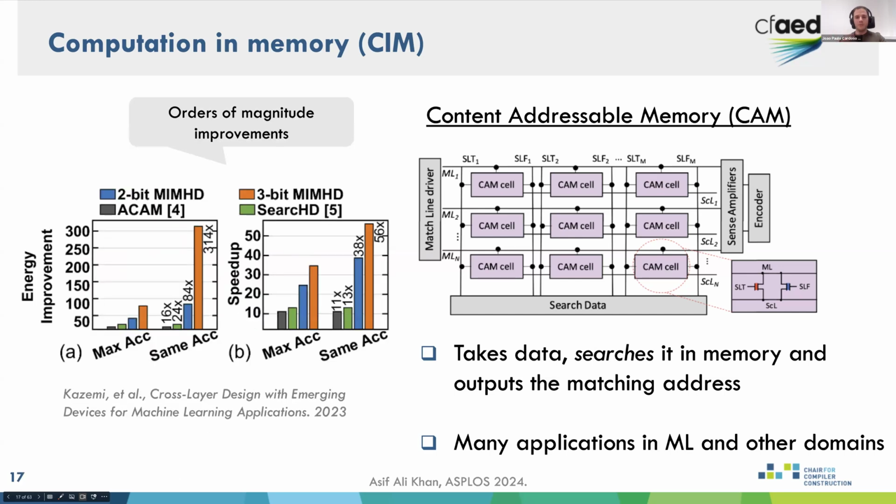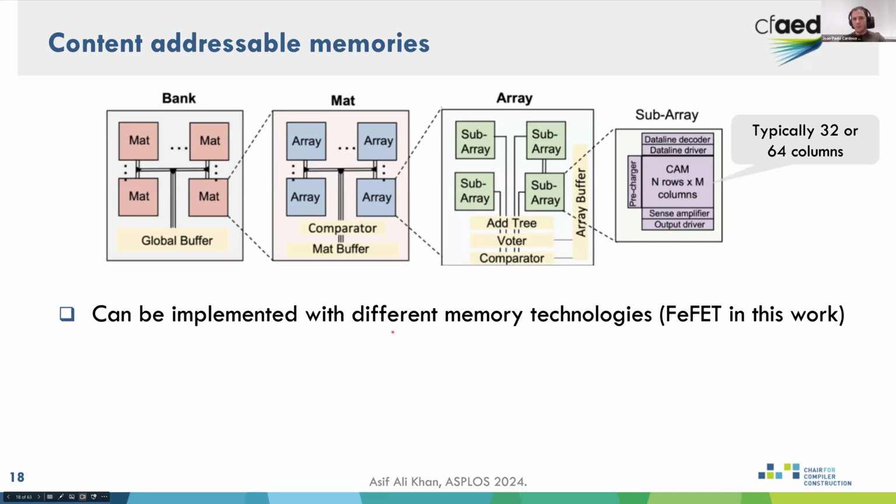So especially for the domain of machine learning, CAMs have been used for implementing hyperdimensional computing, and it has been shown that they can achieve orders of magnitude improvement when we compare to GPUs. So that's basically the main motivation of why you want to process in these new memory technologies.